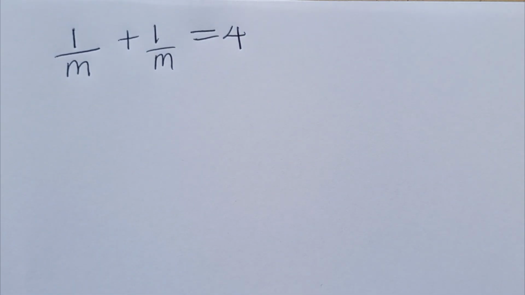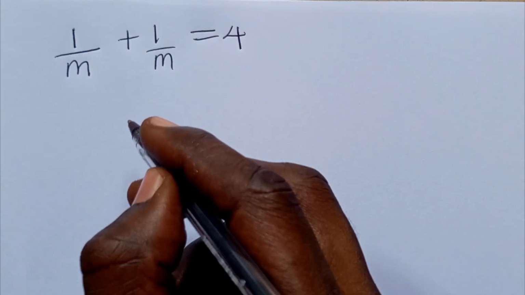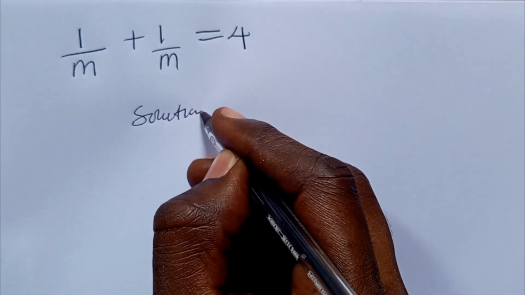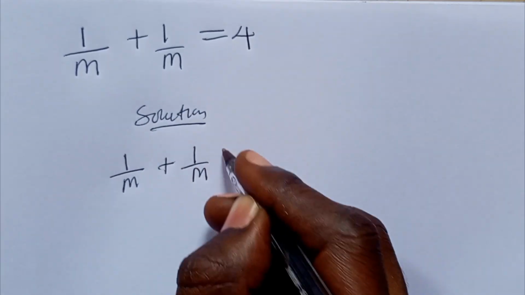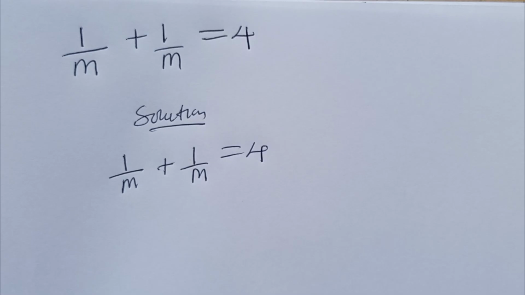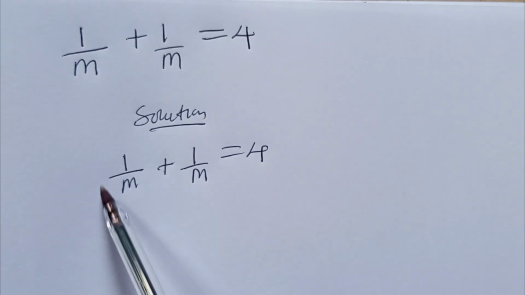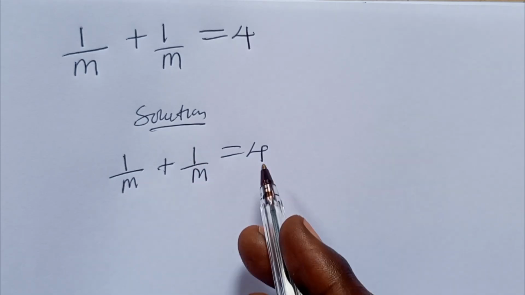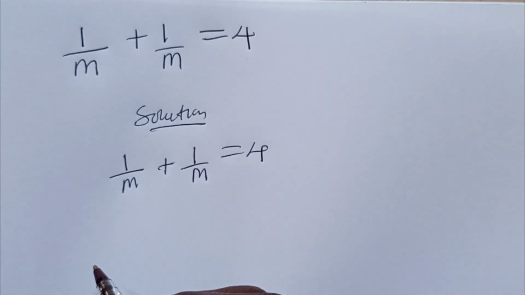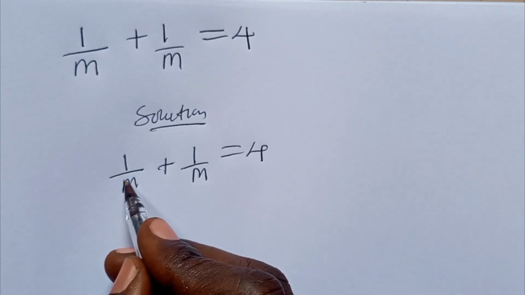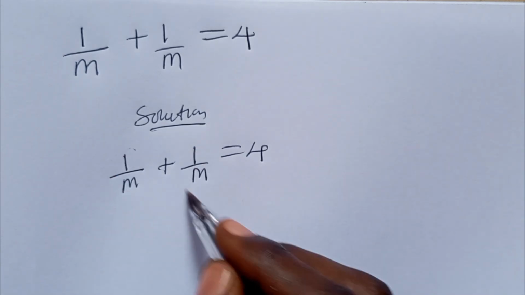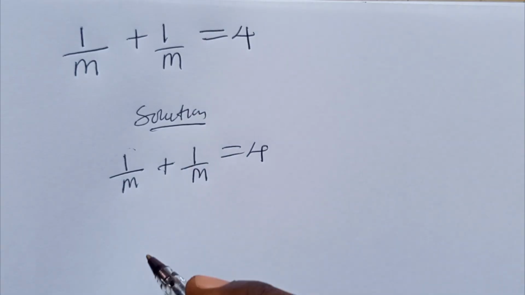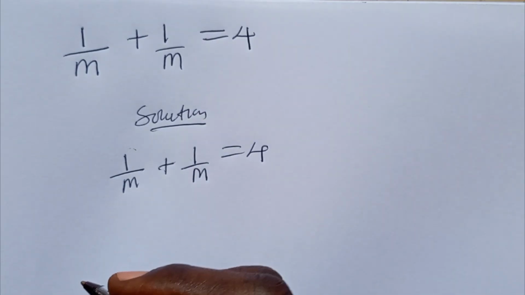So we are asked to find m in this particular question. So solution, we have 1 over m plus 1 over m equals 4. That is, when we add up this plus this, it has to give us 4, which implies this must be 2 and this must be 2. But that is logically, but let's see how we can solve it.